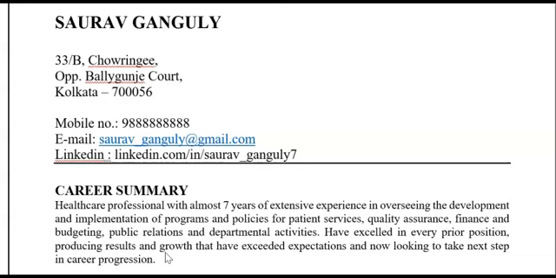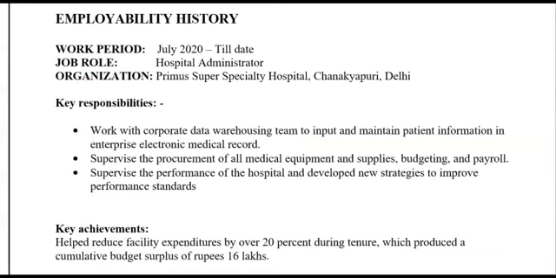Moving on to the most important section of an experienced CV, that is work experience. So instead of using work experience, I have written here employability history. Now, since I have mentioned two professional experiences, I have started with the current job and then followed with the previous one. So here we can see the work period is July 2020 till date. That means I'm still working in this company.